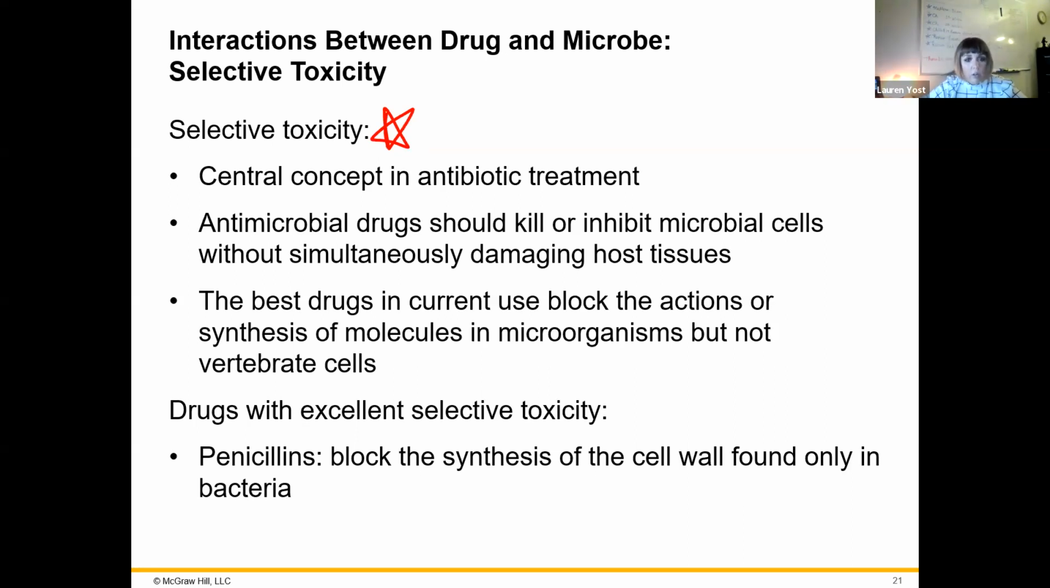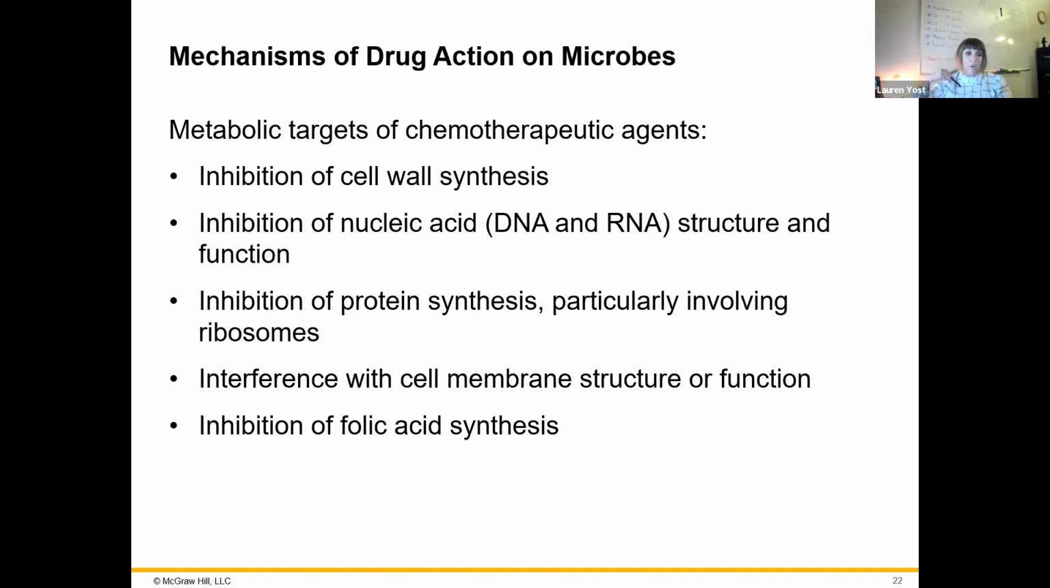The best drugs in current use block the actions or synthesis of molecules in microorganisms, but not vertebrate cells. So we're vertebrates. And drugs with excellent selective toxicity might include the penicillins because they attack the synthesis of the cell wall of organisms, which is something we don't have in our cells, right?